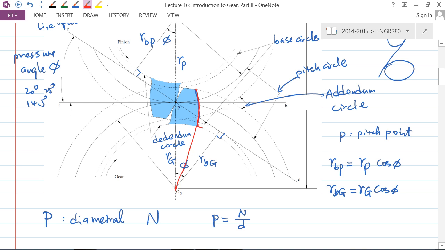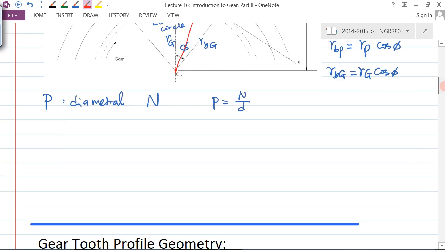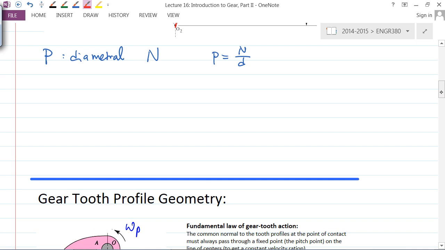If the base circle is below here, and actually guess what, the whole profile of the gear is going to be involute. Okay, so you don't really need to create that straight line anymore. There is a little subtlety here, but the video I created didn't take that into consideration, so just a heads up. That's the terminology for this picture here. Any questions? Okay, all good.